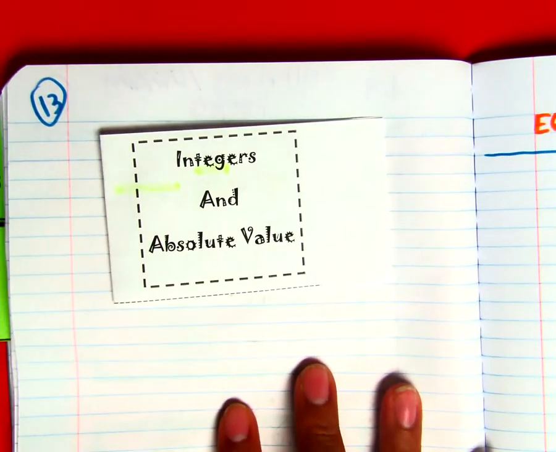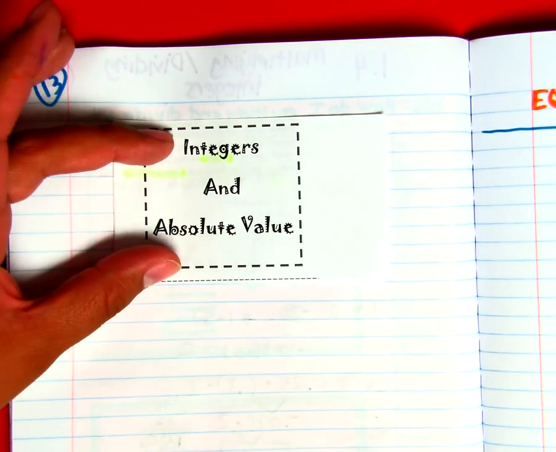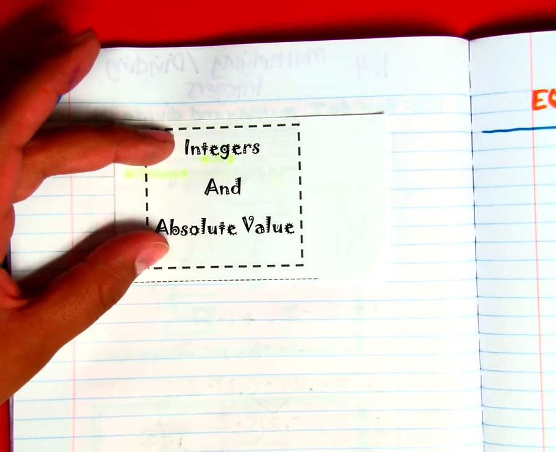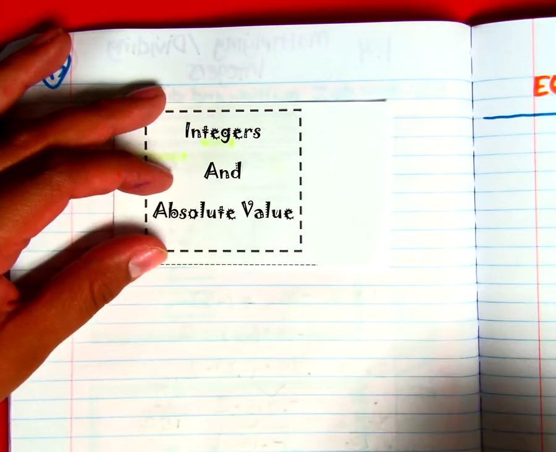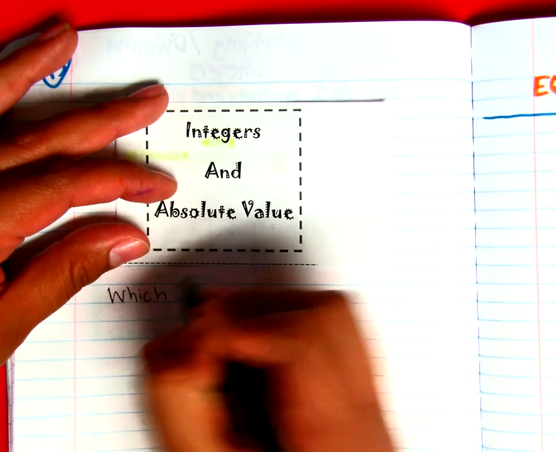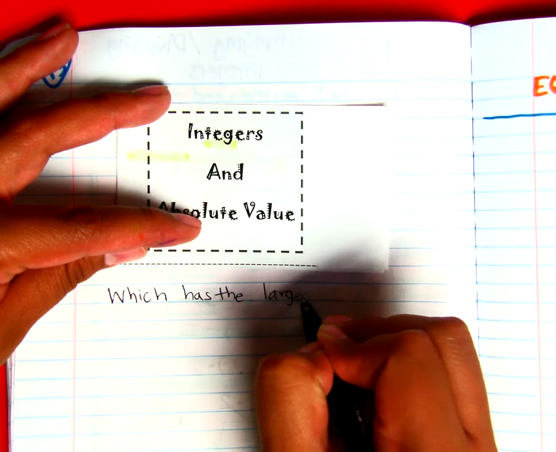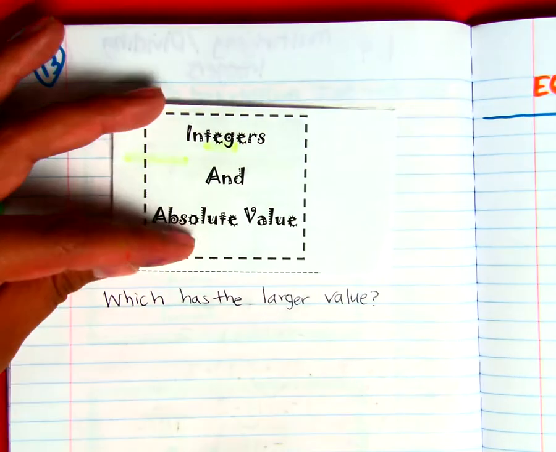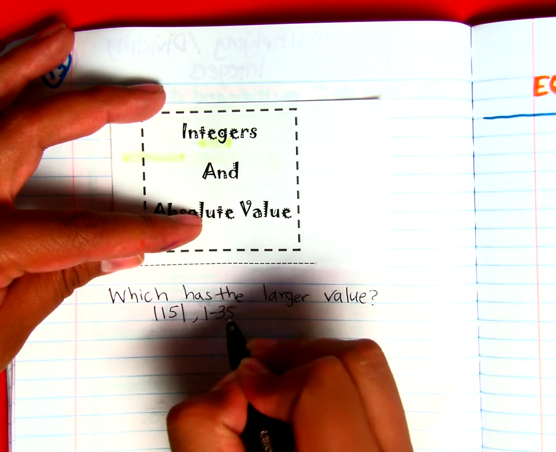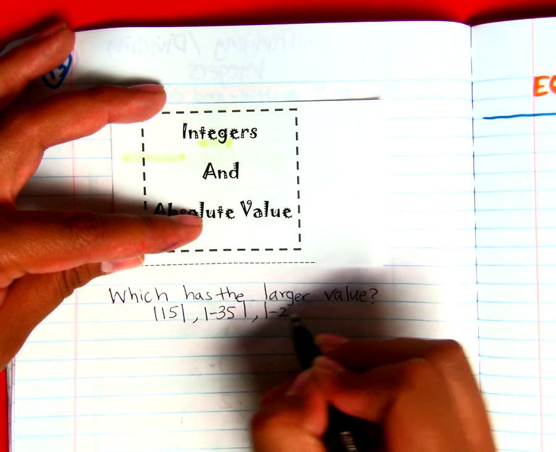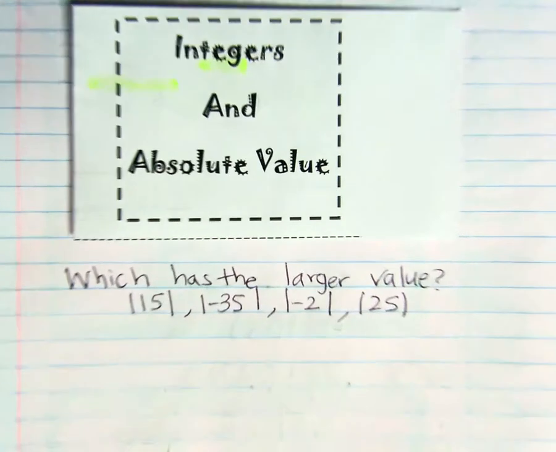On the left side, what page number is that? 13. We're going to end up gluing it. Are we gluing right now, though? No, so don't grab the glue, please. Just leave it there. We'll glue it in a little bit. Right underneath that, we're going to write down which has the larger value. So we have absolute value of 15, absolute value of -35, absolute value of -2, absolute value of 25. Oh, let me zoom in.